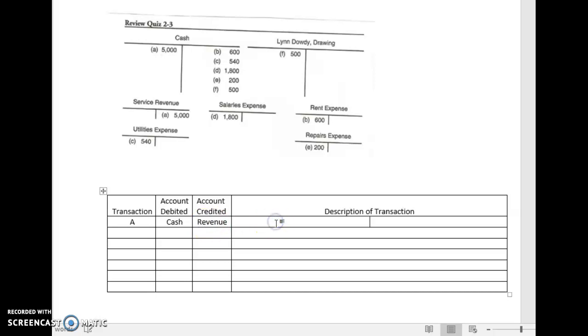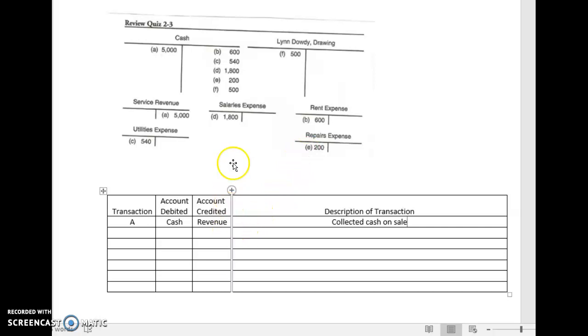And then my transaction description would be, let's see, I don't remember what Lynn Dowdy was, but we will just say collected cash on sale, because sale is revenue. So that's all you need to do for that one.